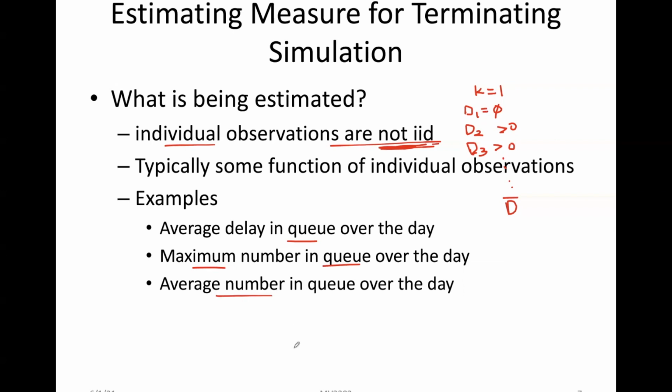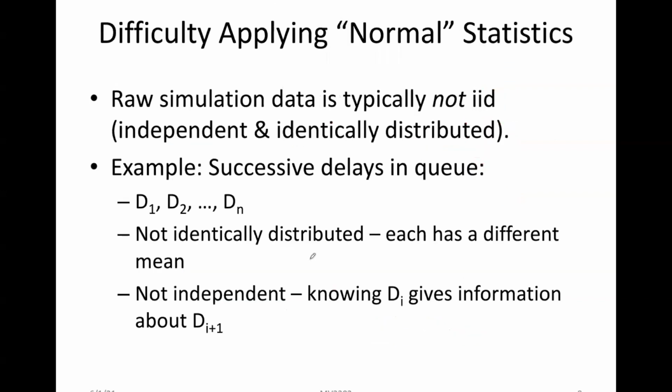And there, if we look at the average number in queue over the day, remember that the number in the queue typically will look something like this. So that's a time varying quantity, and for time varying things, there's really no independence. Okay, so here's the difficulty applying the normal statistics to the raw simulation data.